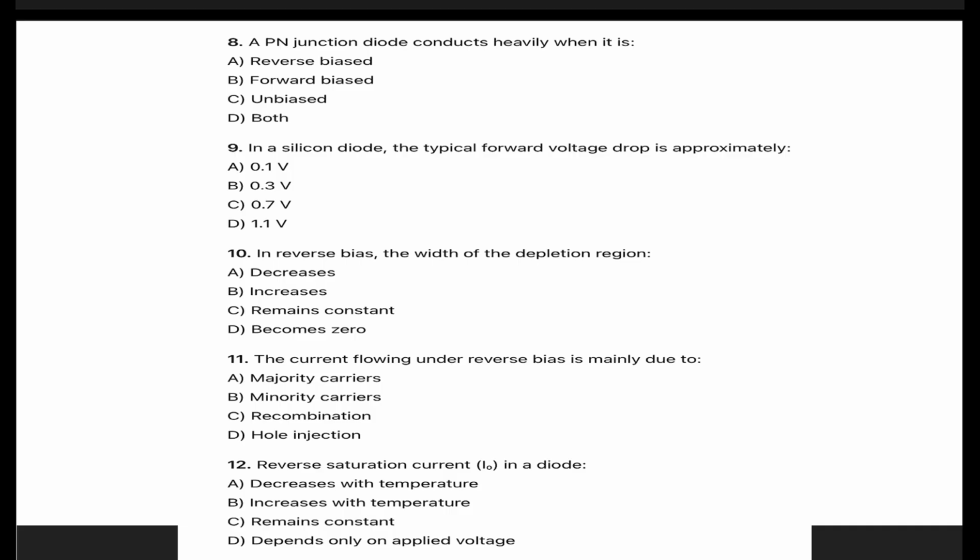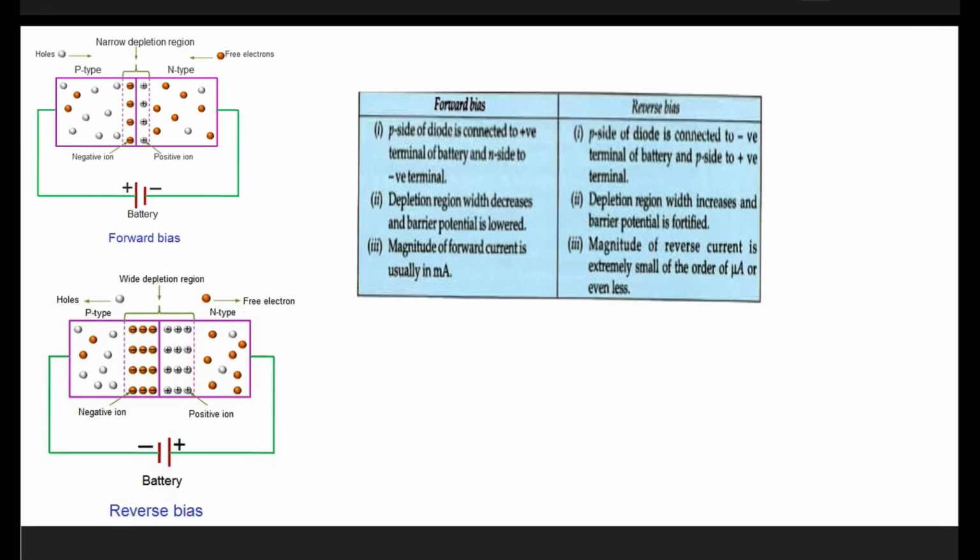Next question. A PN junction diode conducts heavily when it is option A, reverse biased, option B, forward biased, option C, unbiased, option D, both. Answer: we can just discuss what is forward bias, what is reverse bias. We can see that this is a figure of a forward biased PN junction diode.